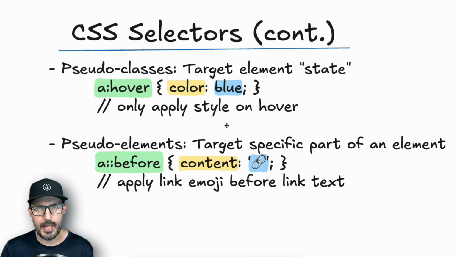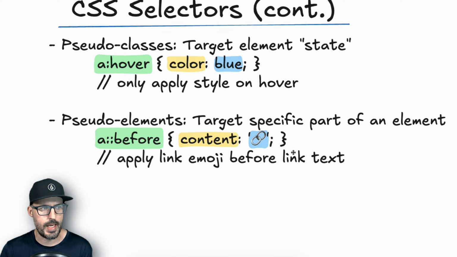Now, similarly named but quite different is something called a pseudo-element, and this targets a specific part of an element. So we can target space before an element, we can target the space after an element, we can target the first character of an element, so on and so forth. It really gives us some fine-grained control as to what piece of the element we're targeting. In this case, we are targeting the area before an anchor tag, and we are adding some content. It's a little link emoji that would apply the link emoji before some link text.